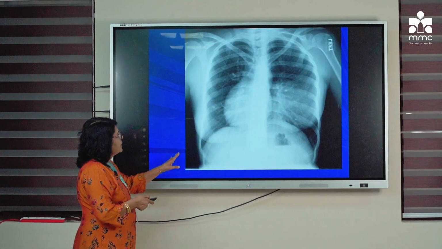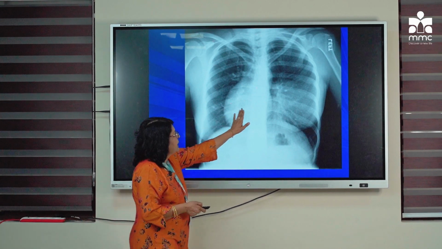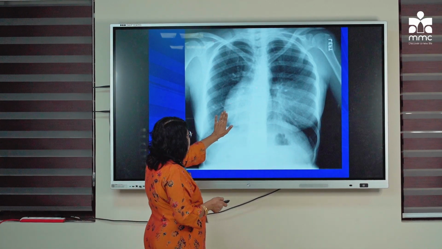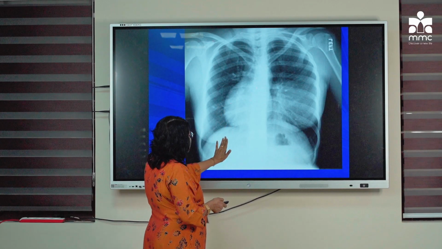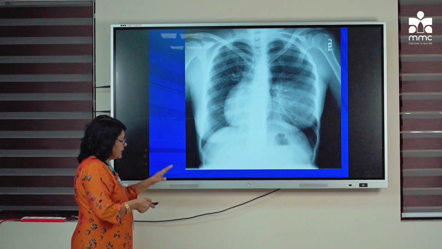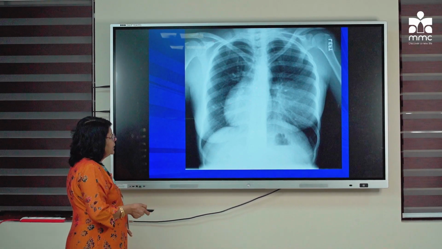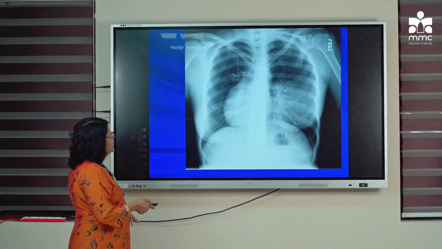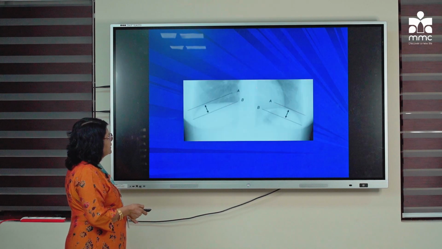Okay, so now what are you seeing here? You have seen the heart is not seen on the left side, the heart is seen on the right side. This is a case of dextrocardia. You can see the right dome is at a lower level, the other dome is at the higher level. So indicating that the cardiac is a cause for depression of the dome of the diaphragm. Okay, so this is a case of dextrocardia.